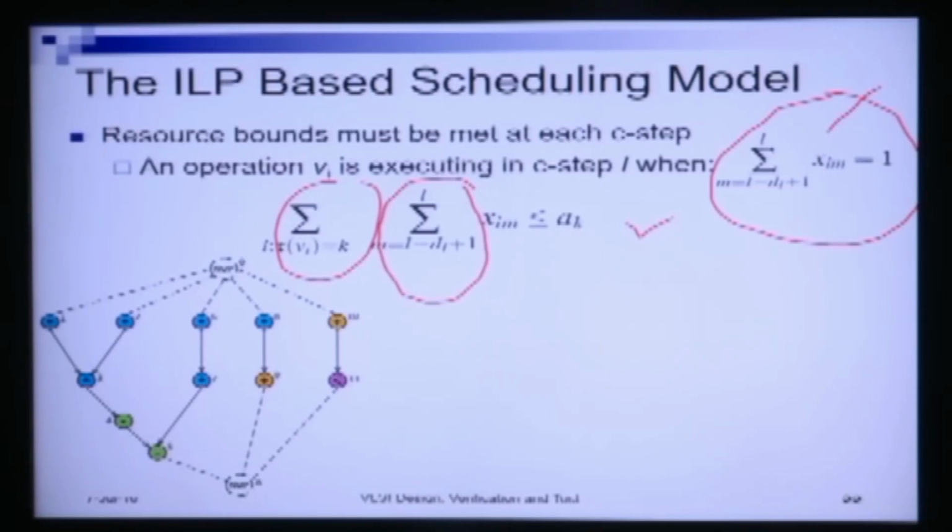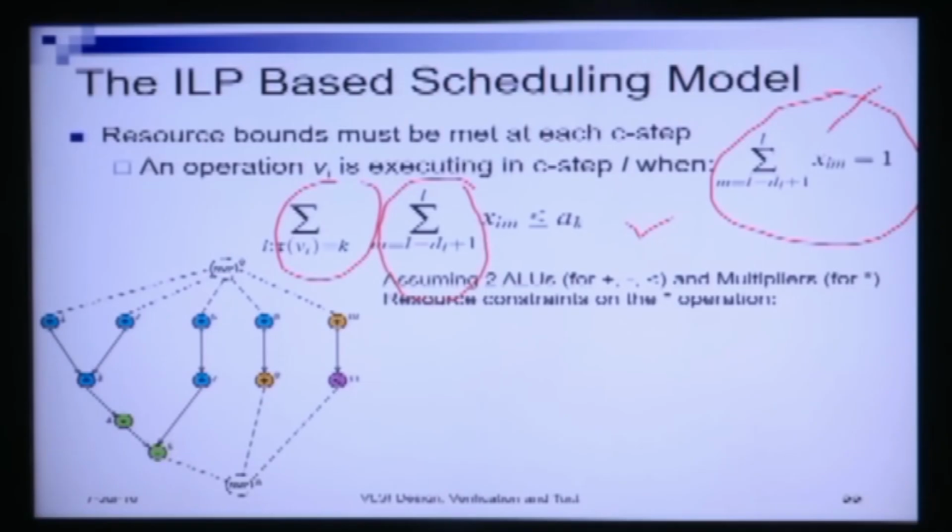Again, we now proceed to the example as we have been doing. So, let us assume that we have two ALUs and two multipliers. The ALUs are used for the operations plus, minus and comparison, and the multiplier is used for the star or multiplication operation. Now, what will we do? We will now therefore, as we have said, for each resource type at each time step, the resource constraint has to be satisfied.